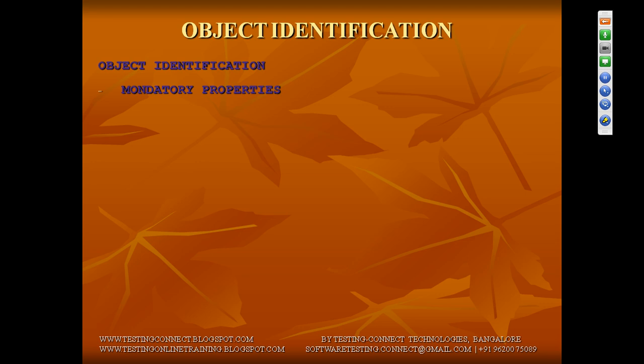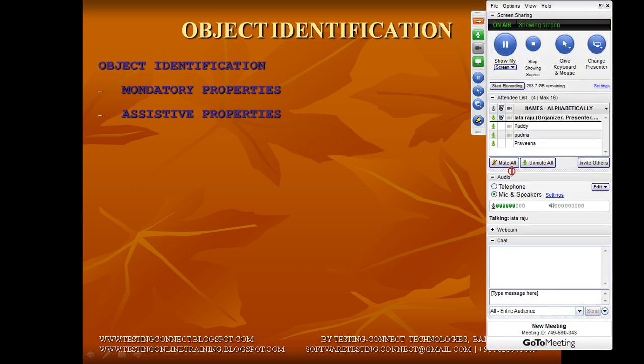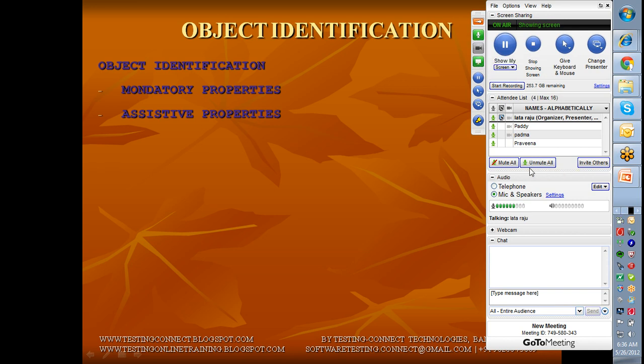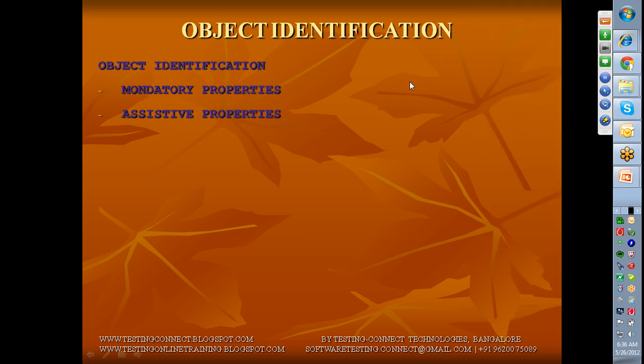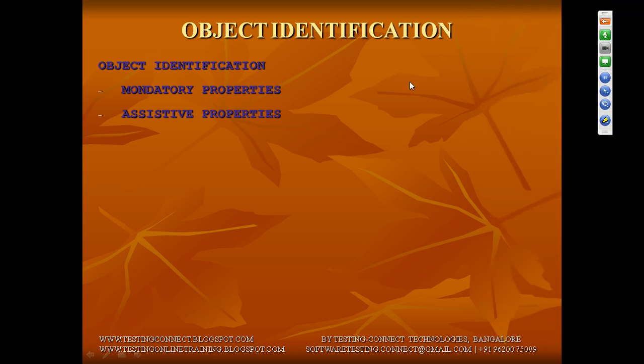Mandatory properties. In case QTP doesn't provide unique identification with mandatory properties, it can go for assistive properties. Assistive properties are a few more additional properties QTP can look for. That means if class and label don't provide unique identification, it can look for a few more properties, like outer text or HTML tag. Those properties are what we consider assistive properties.